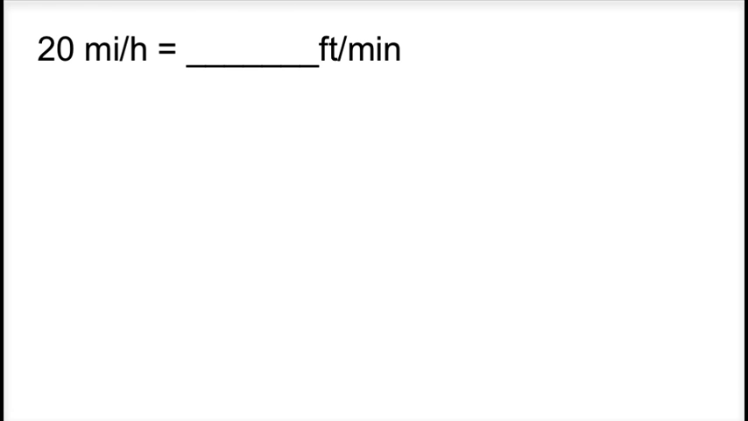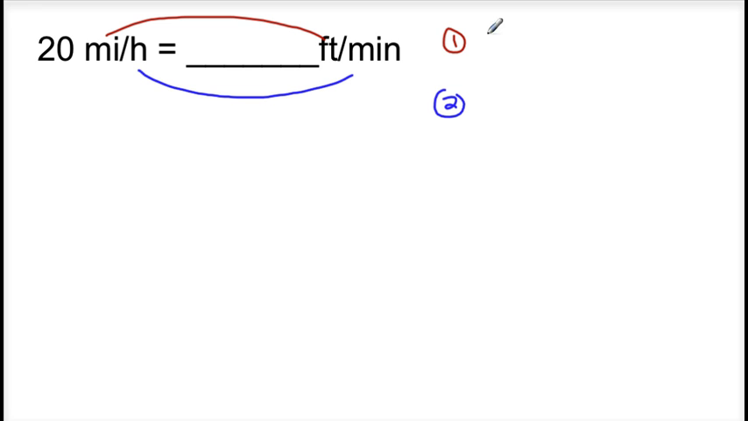Again, I'm going from miles to feet, one conversion, and I'm going from hours to minutes, so I have two conversions. My first conversion, miles and feet. 1 mile is equal to how many feet again? 5,280 feet. There's one conversion. My second conversion is 1 hour is equal to how many minutes? 60 minutes. Beautiful.